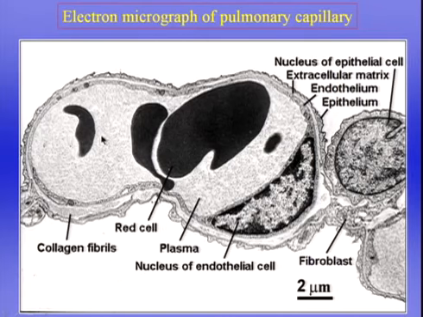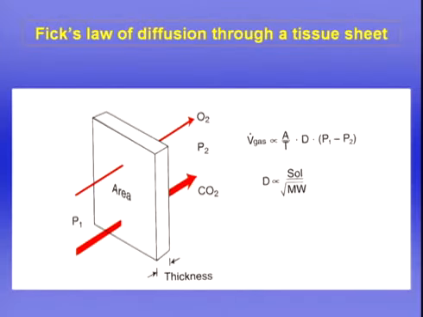And why is that? Well, that brings us to the principles of diffusion, gas diffusion, through a tissue sheet. And this is shown on this slide. Now, we're going to come back to this slide in much more detail in a later lecture, but we should look just at some of the principles here.